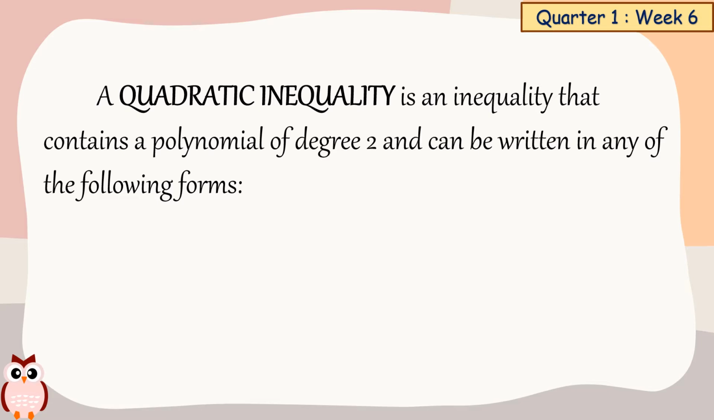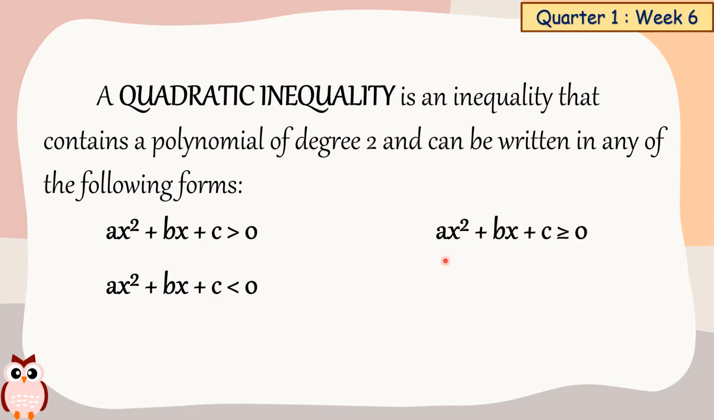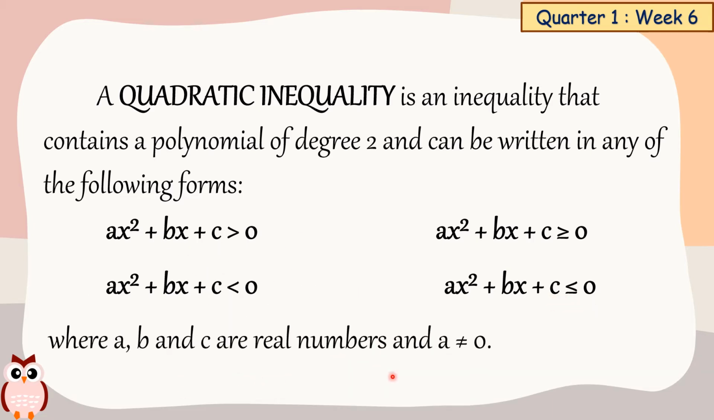form. We have here ax squared plus bx plus c is greater than 0. We have here ax squared plus bx plus c is less than 0. Ax squared plus bx plus c is greater than or equal to 0, and ax squared plus bx plus c is less than or equal to 0, where a, b, and c are real numbers and a should not be equal to 0. So the following are the different forms wherein your quadratic inequality can be written.